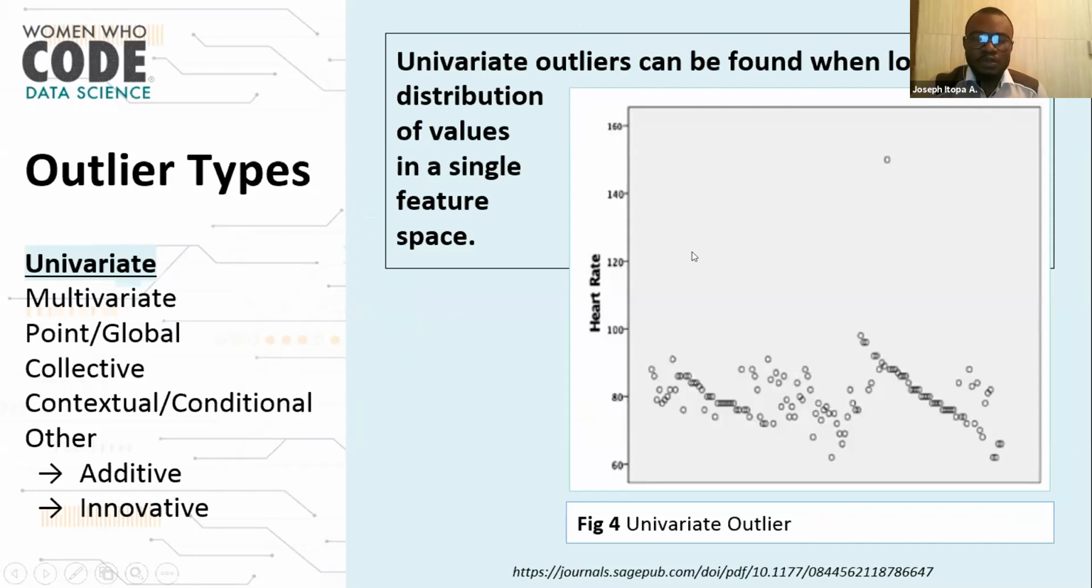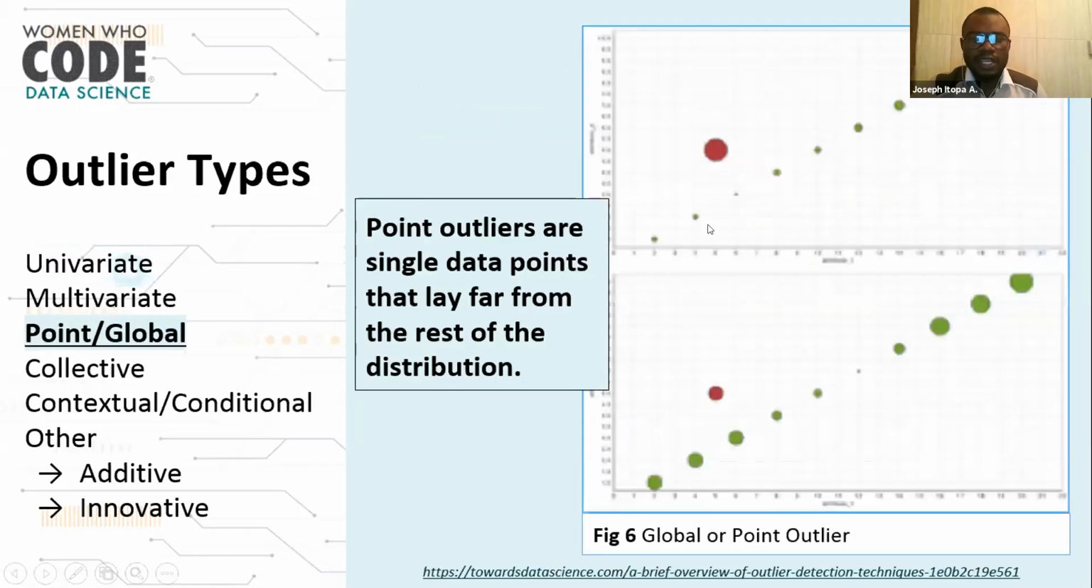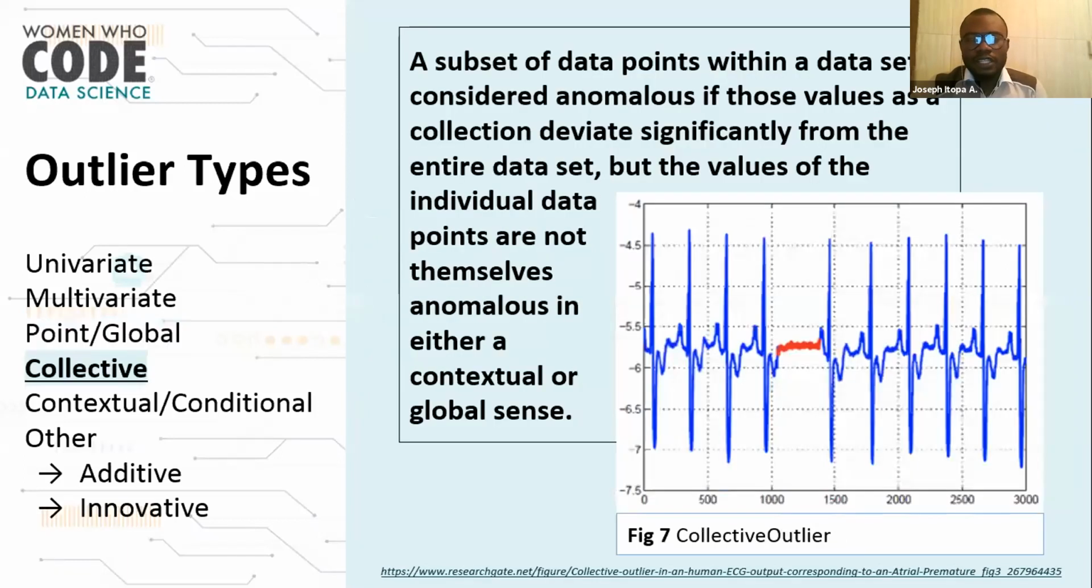But when you come to points or global outliers, the case is different. You have two features, and then you have an outlier standing away. We are very cautious of the distance of the data point we are considering as an outlier, its distance from the rest of the data points. That's what helps us decide if it's an outlier or not. So we also talk about collective outliers.